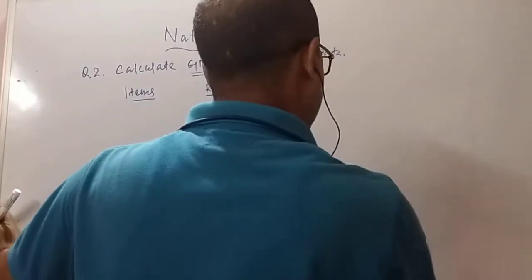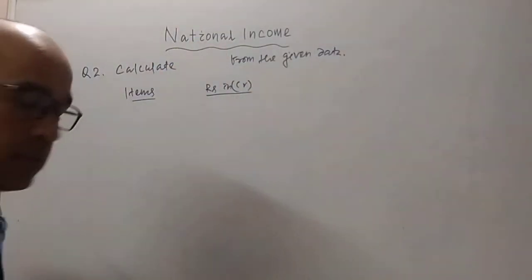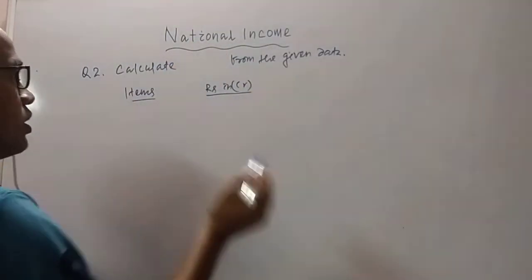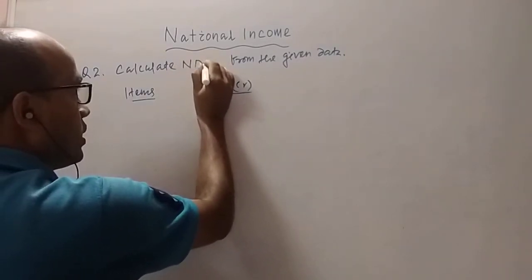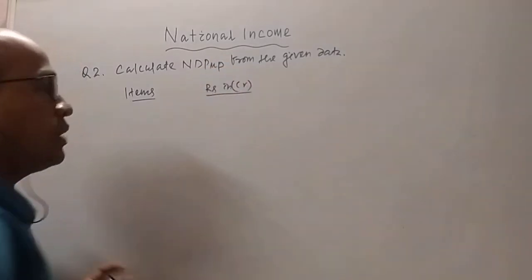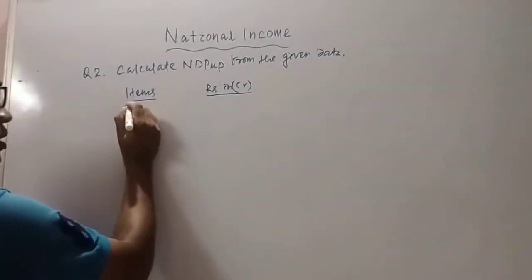Here only some changes are there. In the place of GDPfc, for you people I am writing: calculate NDPmp. Calculate NDPmp from the given data. Okay, then what are the items that are there?